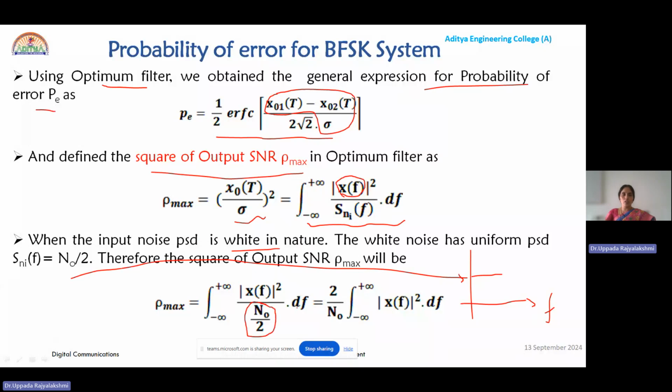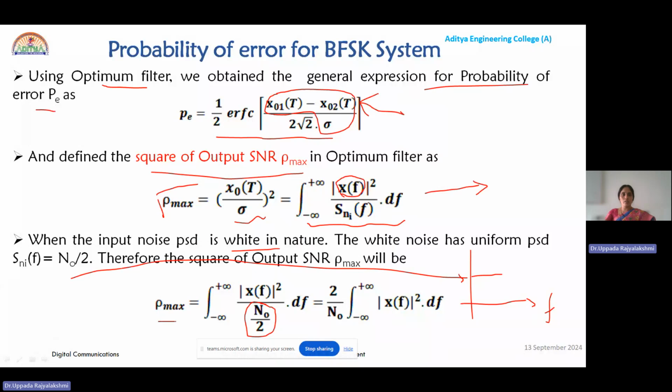Because this is independent of frequency, let us take it outside the integration. So in the denominator you have N0 by 2, and in the numerator you will have 2 by N0, the reciprocal, times the integral from minus infinity to plus infinity of |X(f)| square df. First, let us calculate the square of the output SNR and take the root of it. So you will get the output SNR, and substitute it in the probability of error to get the probability of error for BFSK.